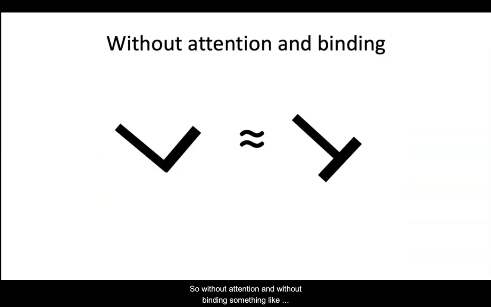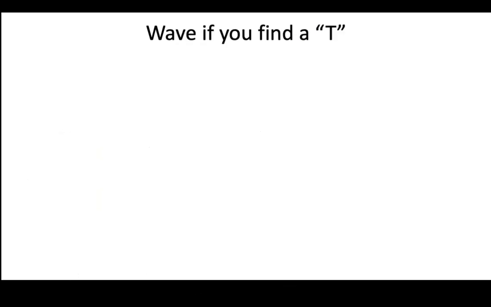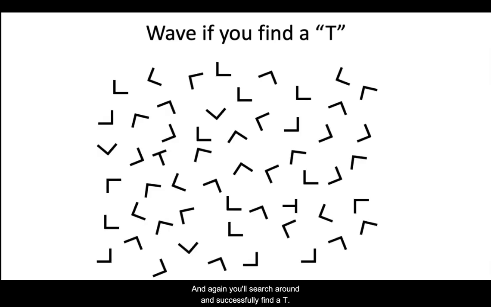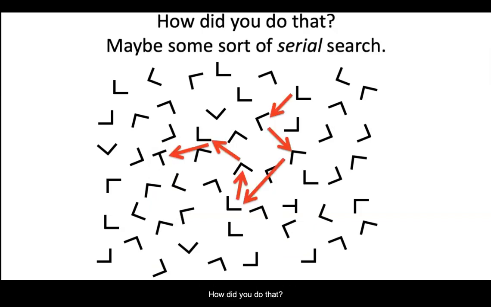So without attention and without binding, something like this T and this L are essentially the same thing. You can wave. I don't know if I'll be able to see you, but you can wave if you find a T. And again, you'll search around and successfully find a T. Potentially, you will have failed to find this other perfectly recognizable T. How did you do that? Well, maybe what you did was some sort of serial search. These are big enough that you won't need to fixate each item, but maybe you deployed your attention around from item to item until you stumbled on the T.